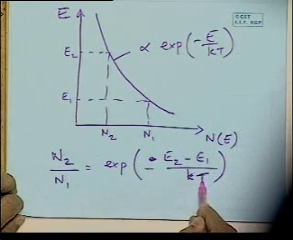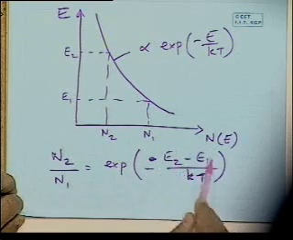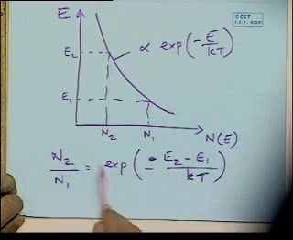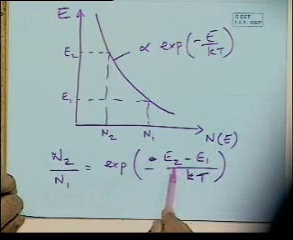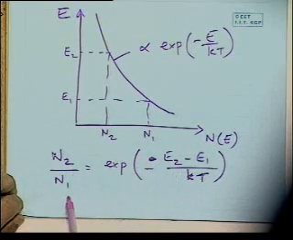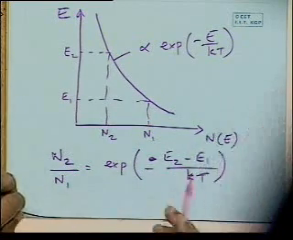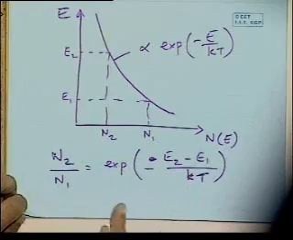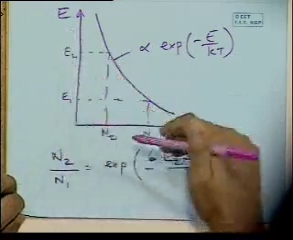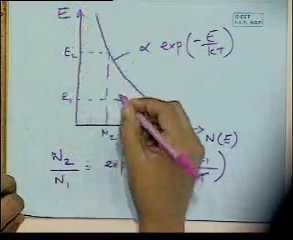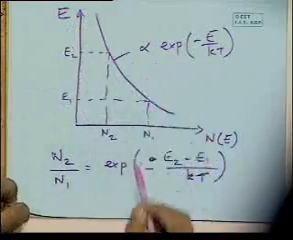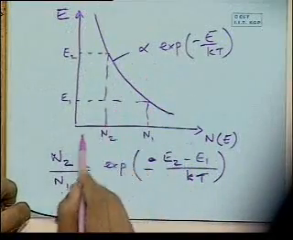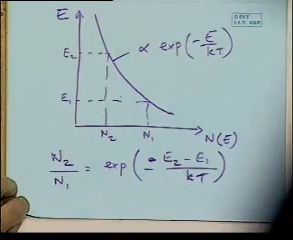As T goes up, this fraction goes down, so this increases. So that means N2 increases with respect to N1 compared with some other temperature. So one way to increase this population level, the curve will look different, is to increase the temperature. Then we'll have a lot more at N2 compared with N1 in the previous case.